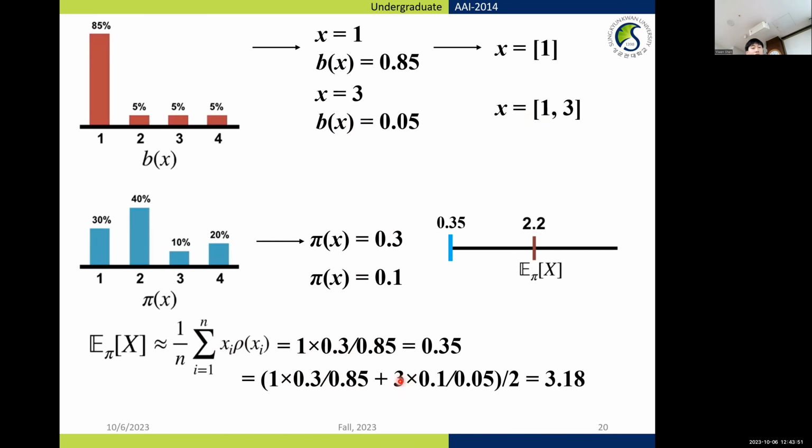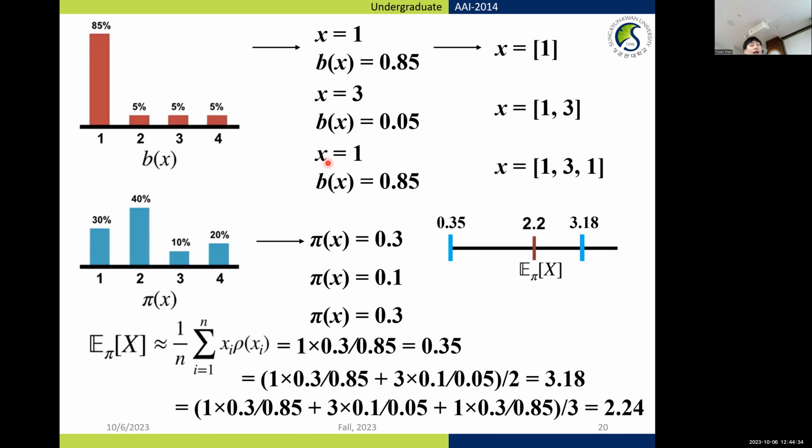And the second one is x equals 3, which is here, times pi(x) divided by b(x), which is 0.1 divided by 0.05. So the number n here is 2, because we have 2 samples, 1 and 3, divided by 2. This time the average value is 3.18. Now it's the second estimate of E[X] under policy pi, which is 3.18. Now we can do another one.